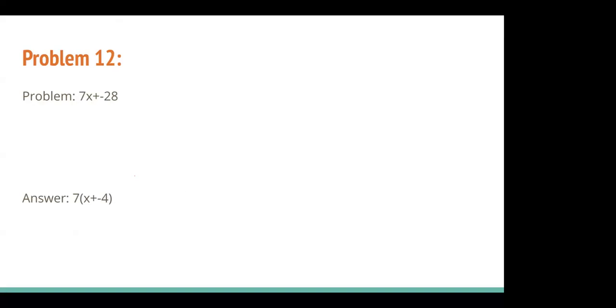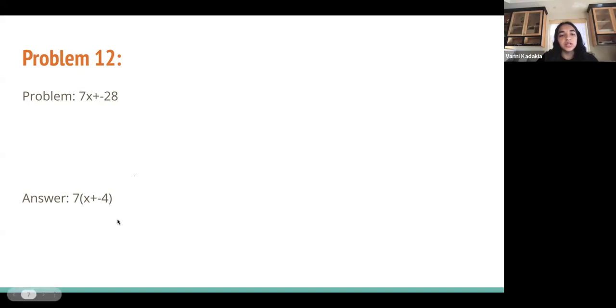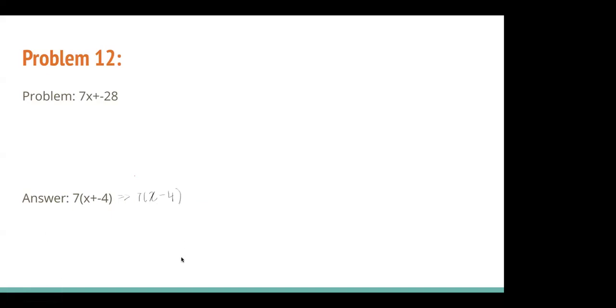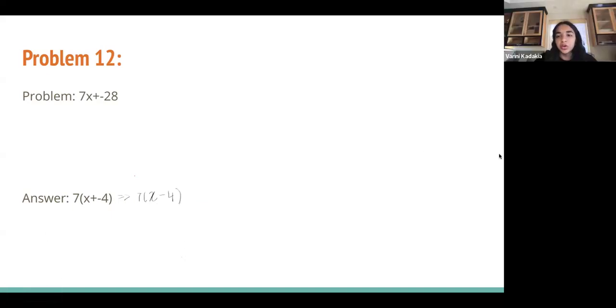Madam, the answer for problem 12 is 7x plus minus 28. The answer is 7 bracket x plus minus 4. But you can rewrite this, I know this plus minus 4 looks weird, so you can actually rewrite this as 7 times x minus 4.